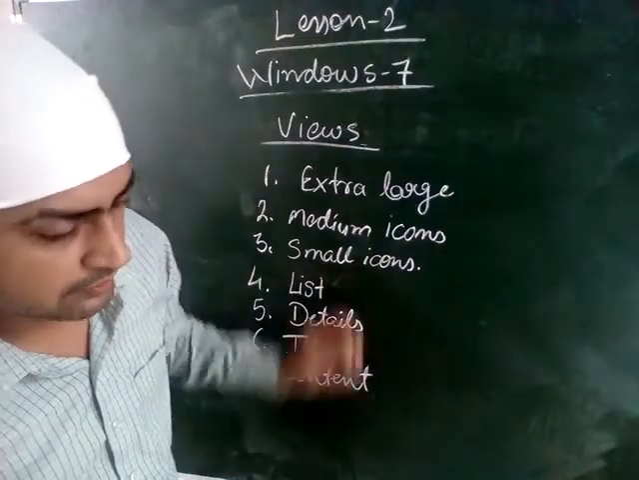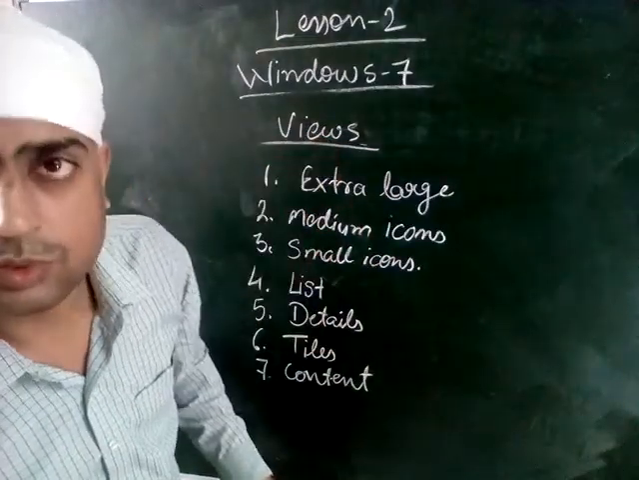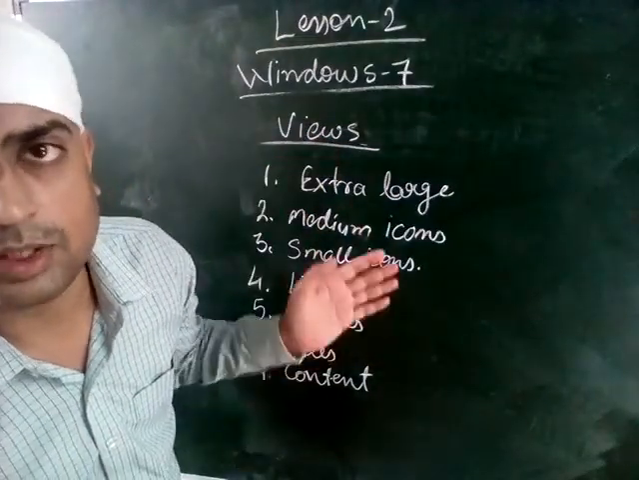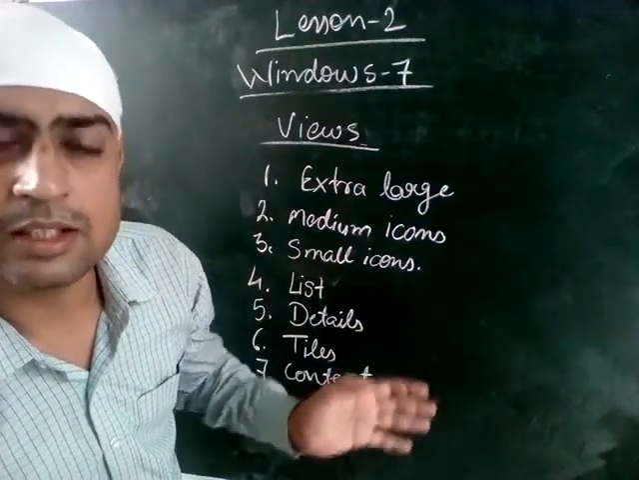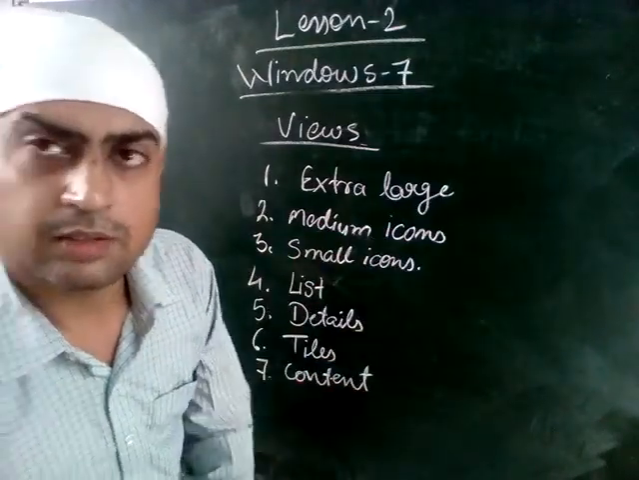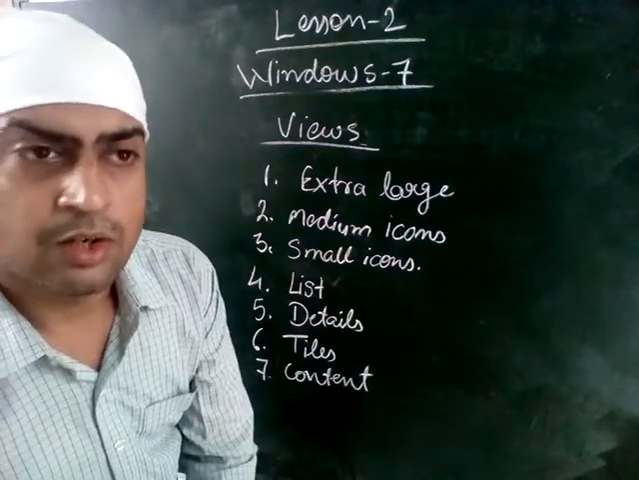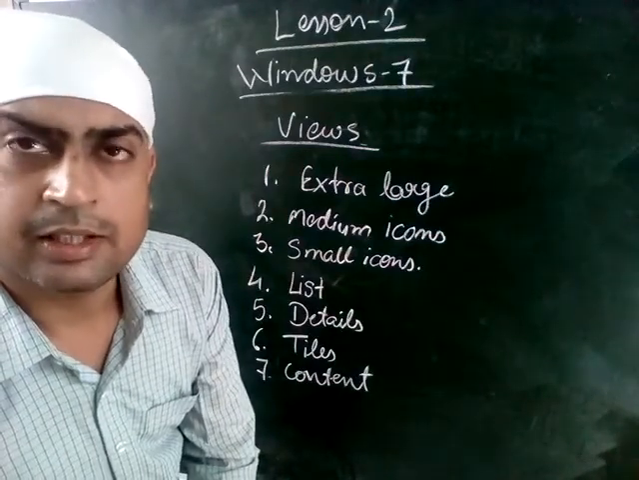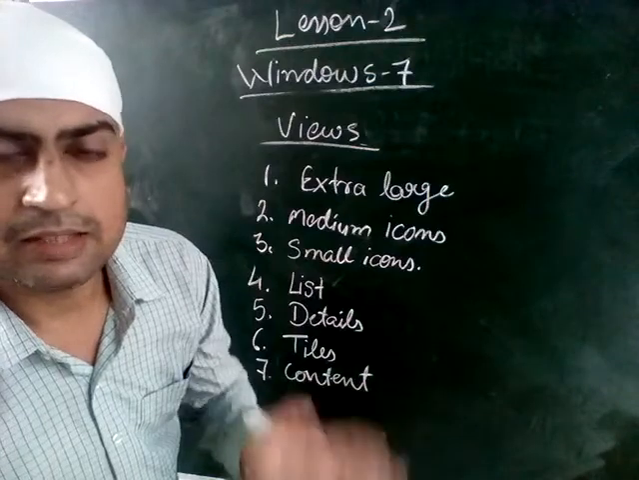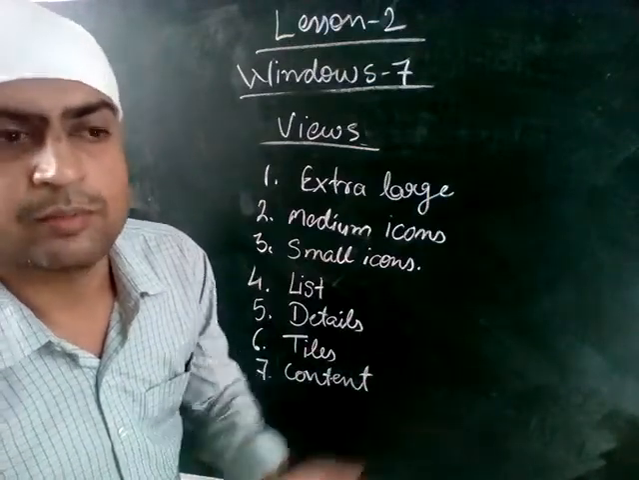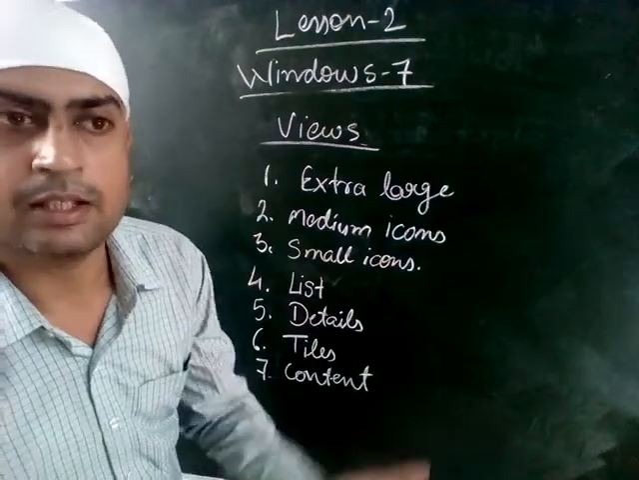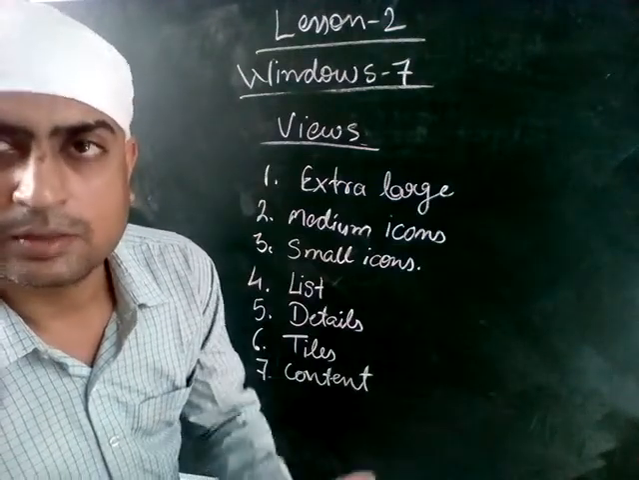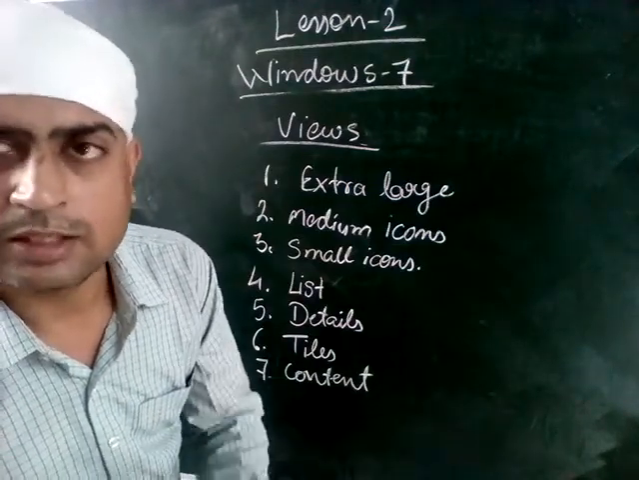So these are the 7 different types of the views which are present in the computer that you can open, and it will not affect the file type, it will not affect the size of your file, or it will not delete, it will not rename anything. Simply it will show you in that format, means if you want to see in big, then it will make it large. If you want to see it in small, then it will make it small. That's all.